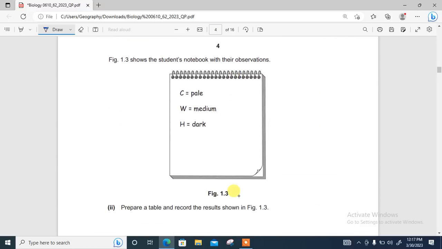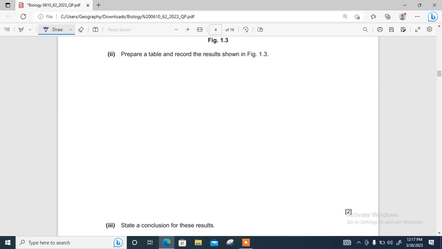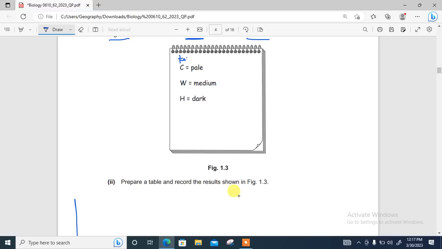Okay, so the first question here is, figure 1.3 shows a student's notebook with their observation. The first question here is to prepare a table to record the result as shown. Okay, so this table is one of the simplest tables I've ever seen in IGCSE. So the first thing you need to do is, we have our set of values. So this is the test tube, and the next one is the color, the color of the liquid. This was the color of the liquid after 15 minutes.